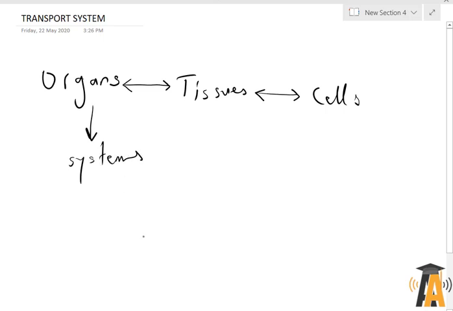So when we are now considering transport system, we are talking about a system that provides an efficient way for distribution of materials within the body of an organism or of a living thing. So that's what we'll be considering as a whole in this topic.